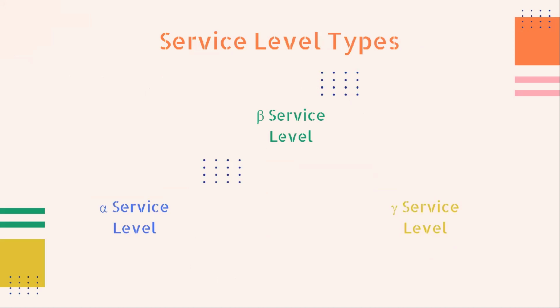There are three types of service level. The first type is alpha service level. Alpha service level is an event-oriented performance standard. It measures the probability that all customer orders that arrive within a given time interval will be completely delivered from inventory. That is, there is no delay.